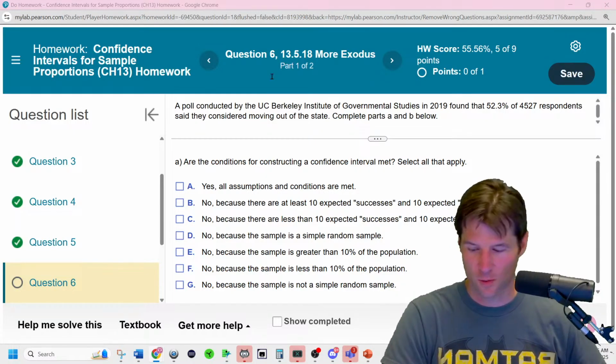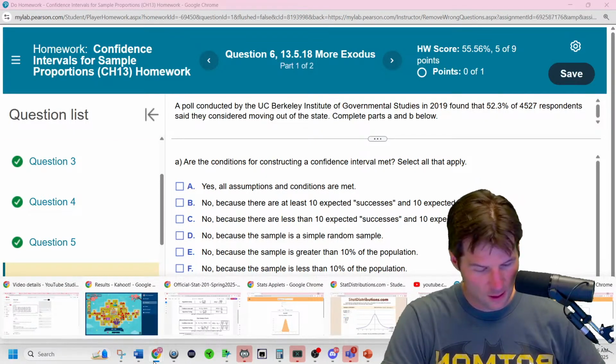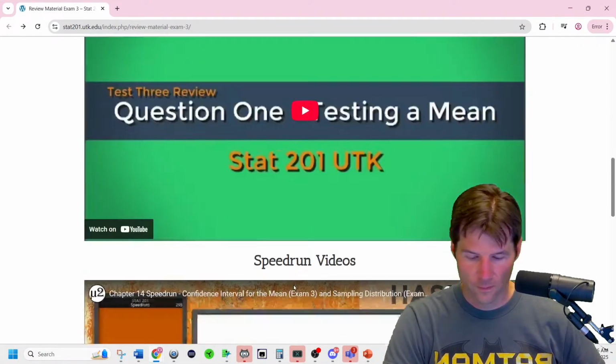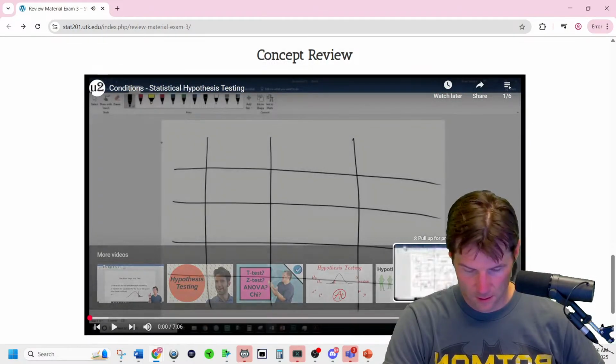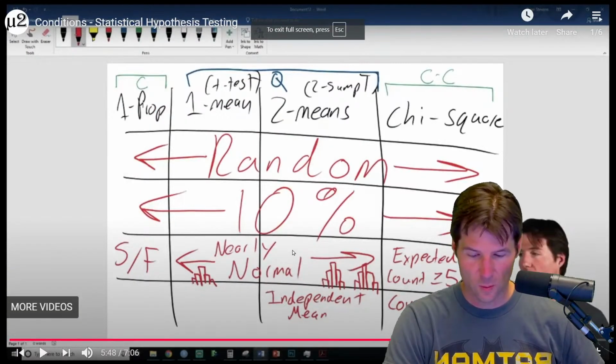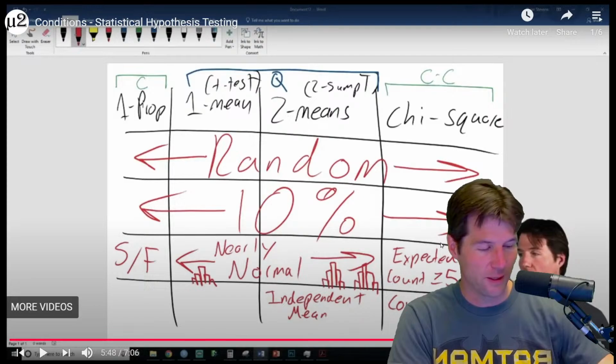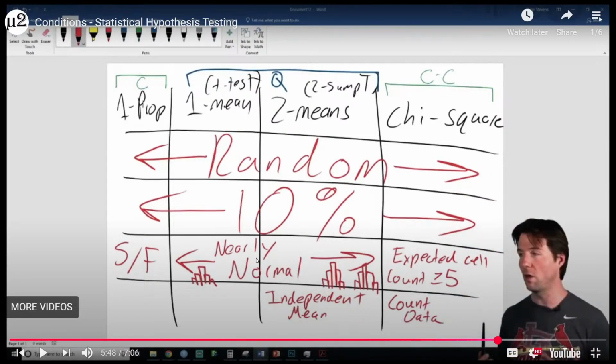Condition 3 is what, though? Let's remember how to know what condition 3 is. We pause right here. What's condition 3? Is it expected cell count? Is it nearly normal? Is it success-failure? Well, what's going on here? We're doing proportions. So condition 3 right now is what? It's categorical. So what's the third condition? It's success-failure. Exactly.